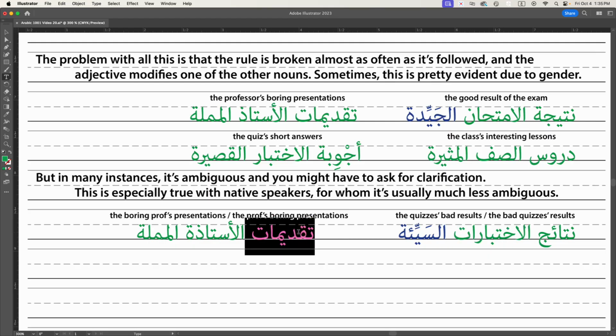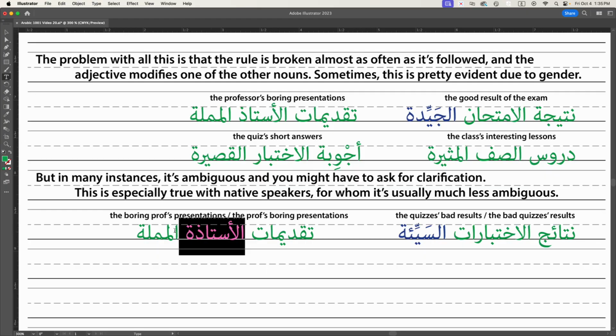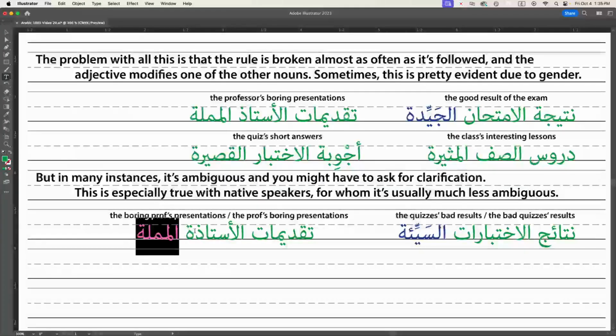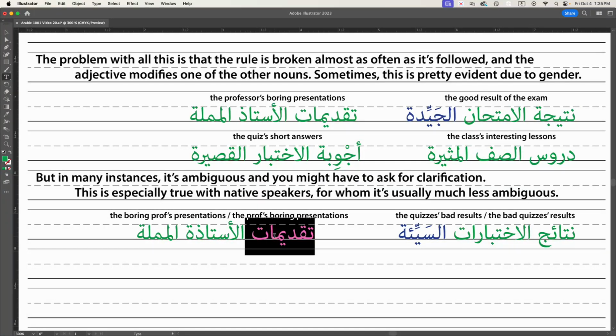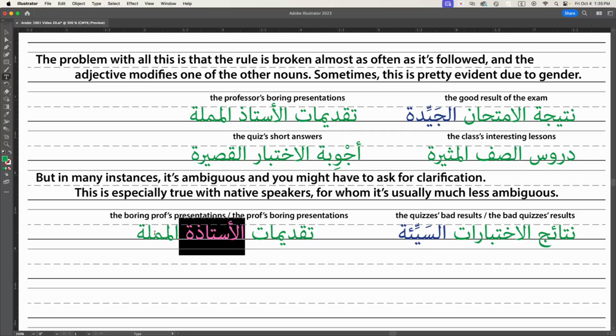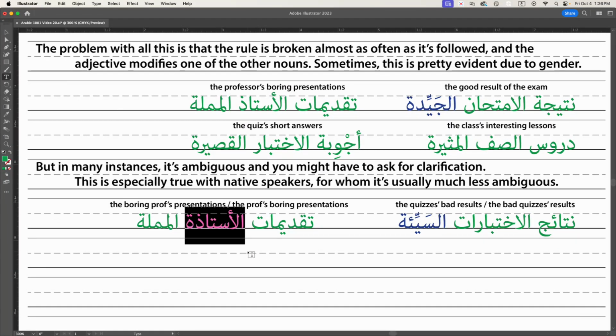Same thing over here. Taqdimat al-ustadha al-mumilla. Now the rule is that all three of these are feminine singular: non-human plural, feminine singular because it's a feminine person, feminine singular because of ta marbuta. So the rule here is that the final word gets modified. So the default here would be that it's the professor who's boring and not the presentations. But a native speaker might slip right over that and give you this phrase and mean that the presentations are boring, not the professor. Although who knows, they might both be boring.